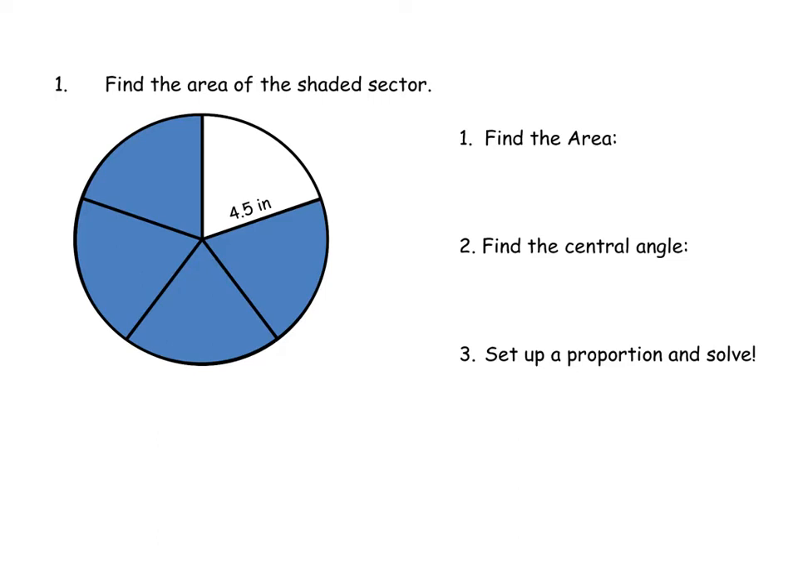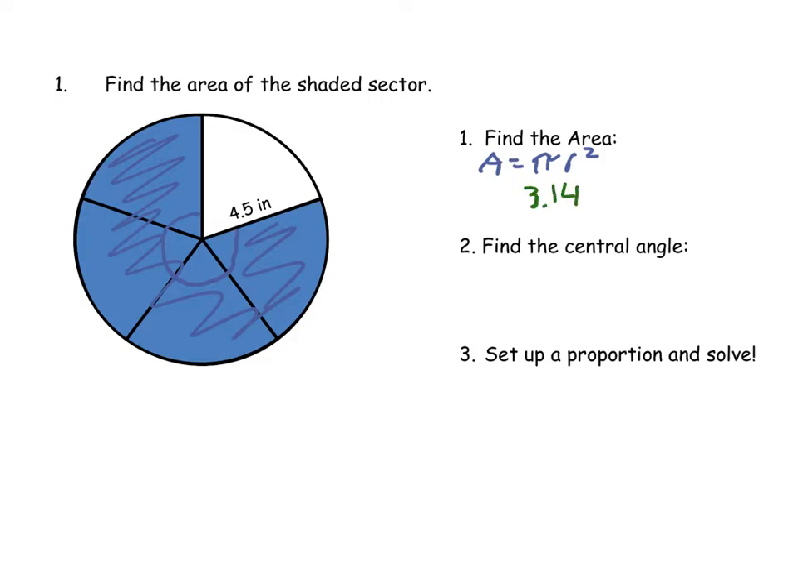So here it says find the area of the shaded sector. Easy for me to say. What we're looking for is this part right here, all this shaded part. That's why it's shaded. So first you need to find the area of the circle. That's just area equals pi times the radius squared. In this problem it's nice because they give us the radius, which is 4.5 inches. So all I have to do is plug that into my formula.